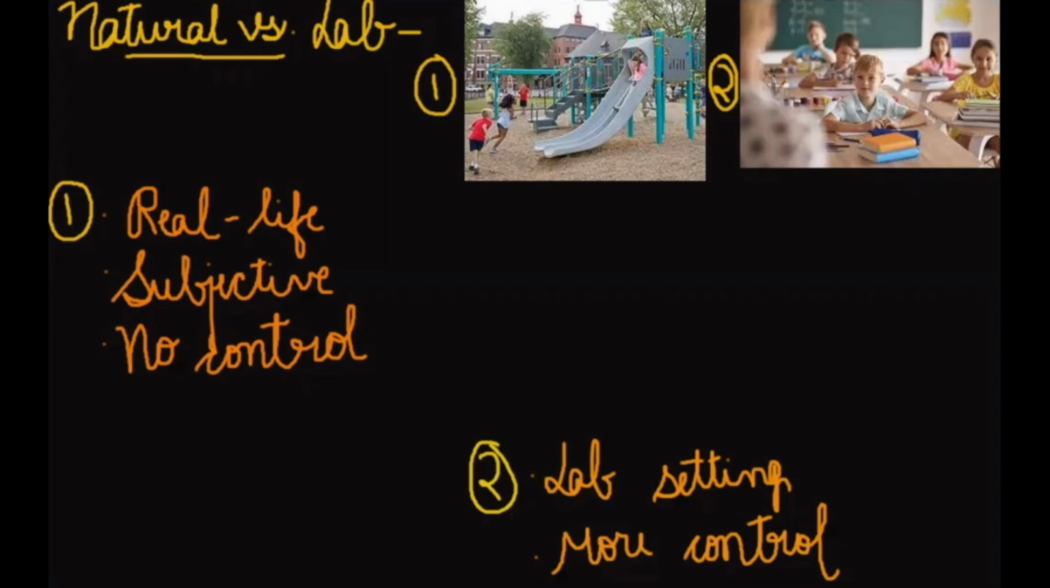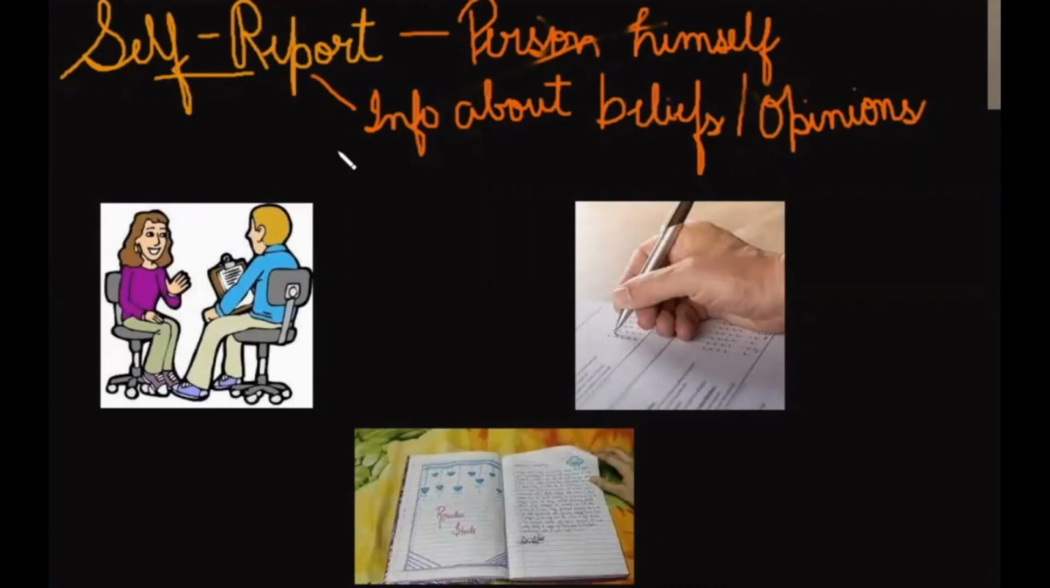All right, now we have reached our last assessment method, that is self-report. Self-report is a method in which a person himself provides factual information about his opinions or his beliefs that he holds. Basically the self-report definition is divided into two parts: a person provides factual information about himself, or opinions, beliefs, etc. that he holds.